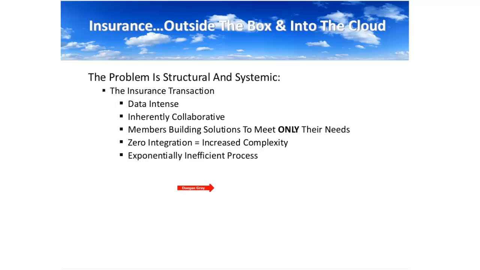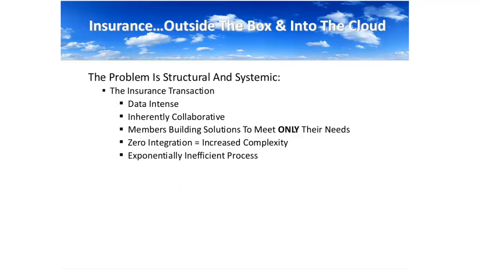We're an insurance services organization that was created for the purpose of making insurance agencies and carriers more efficient and effective. And we do that primarily by attacking a single problem, and that is that the insurance transaction itself is a data-intense, inherently collaborative process that has absolutely no integration among the members of the transaction. And with each one of those members creating systems and solutions to meet only their needs, they actually end up making more redundancy, more complexity, and adding more cost to the transaction.